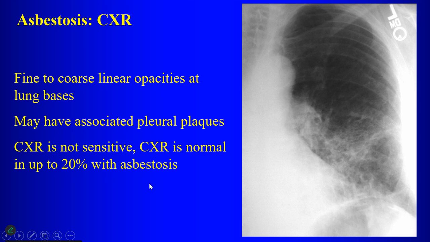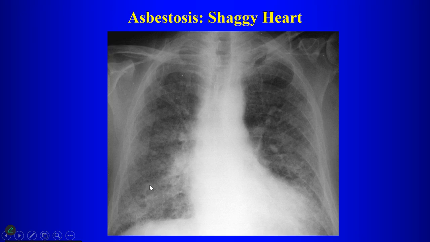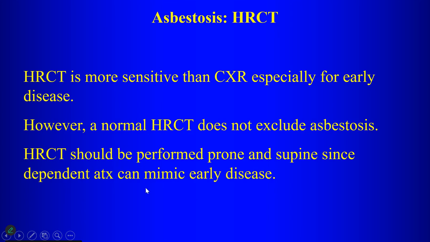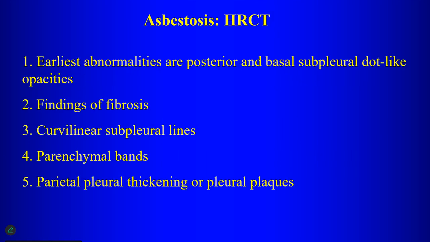On X-ray, you see interstitial changes in a mid to lower lung distribution. Of course, for early disease, chest X-ray is not going to be very good. Later disease, you will see some widespread interstitial disease, but we will find it much earlier on CT. CT is much more sensitive. A normal high-res CT does not exclude asbestosis, but high-res CT can be performed prone and supine for very early disease. You might want to do it prone, especially if the chest X-ray is negative.